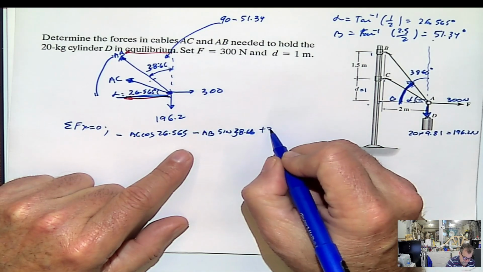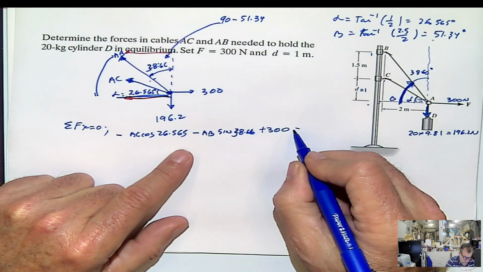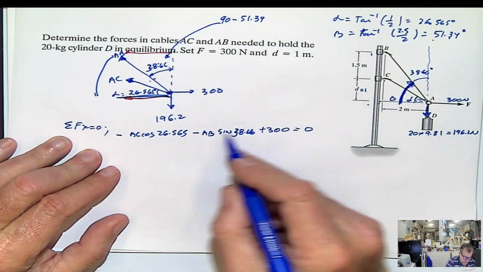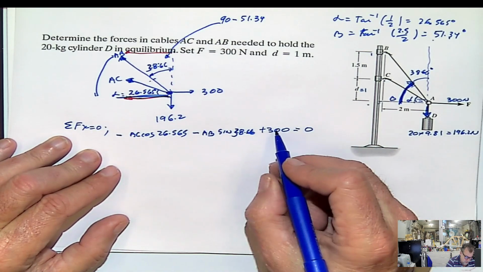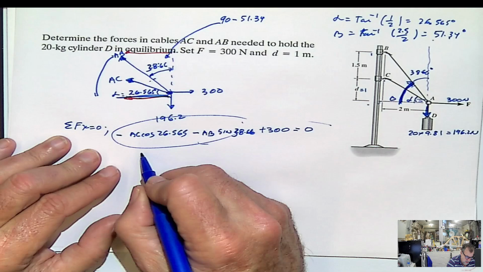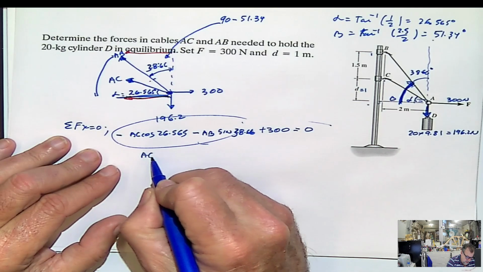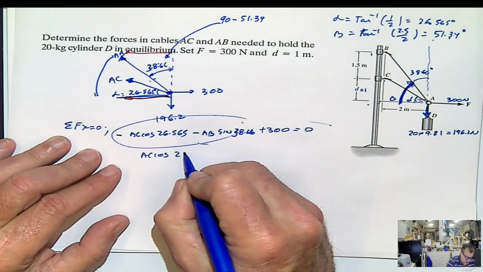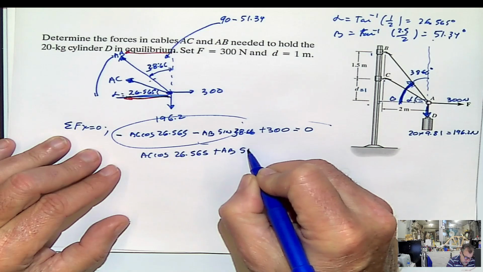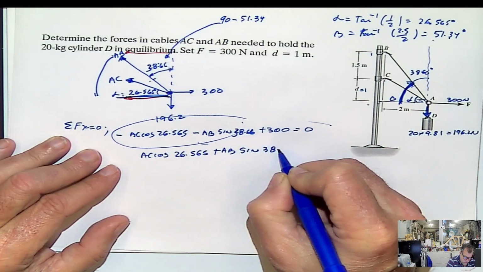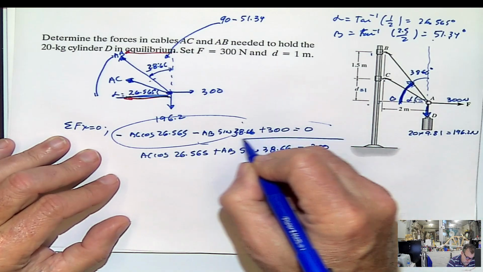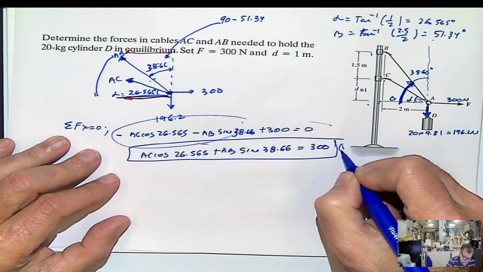Plus 300 equals 0. And you can solve this, or you can leave it like that. I'm gonna pass these two terms to the other side, and I will say AC cosine of 26.565 plus AB sine of 38.66 equals 300. And that will be my equation number 1.